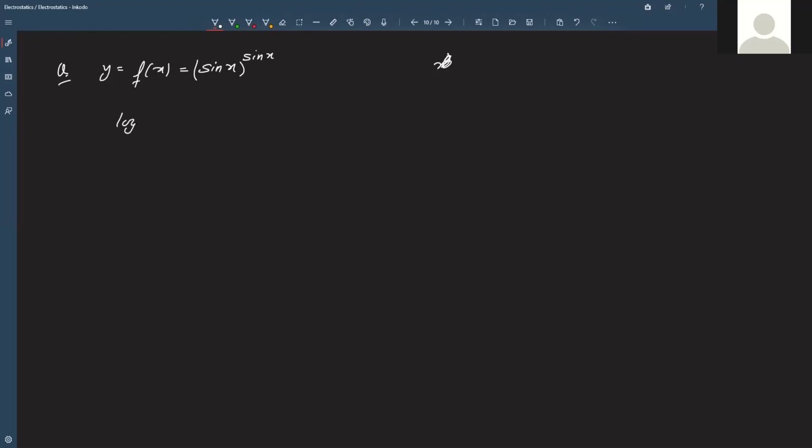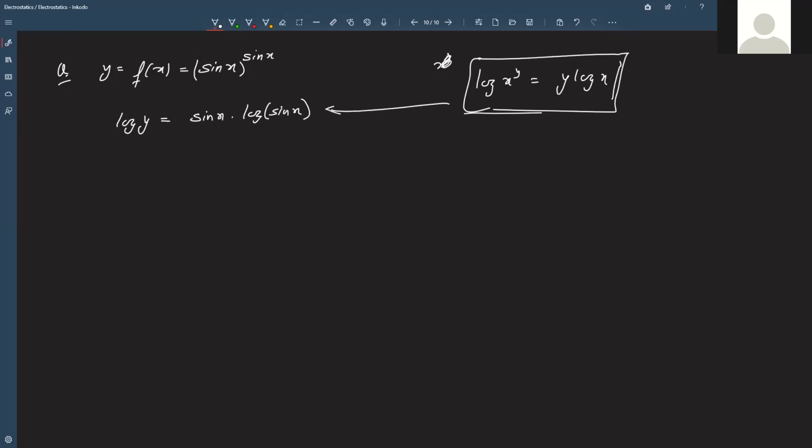So that means if I take log on both sides, then log y is equals to sin x into log of sin x. So this is how, I mean, log x to the power y is equals to y log x. This is the formula or the property which we have used here. Right? So log y is equals to sin x into log of sin x. Now differentiate on both sides.